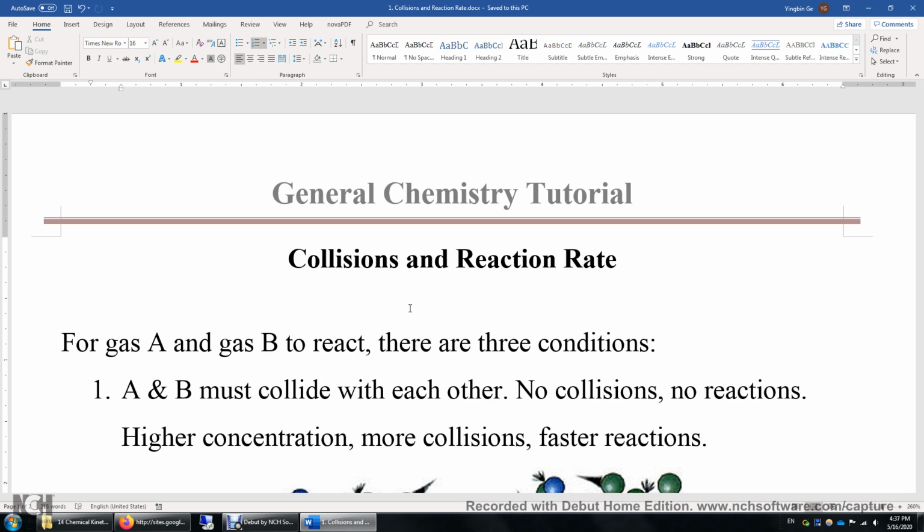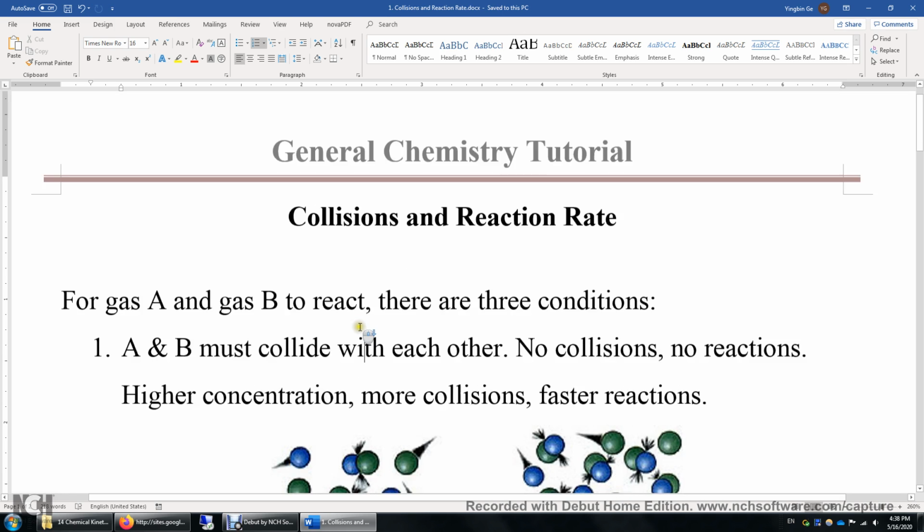First, collisional frequency. A and B must collide to react. If there's no collision, there's no reaction. If there are more collisions, there are more reactions. If we have higher collisional frequency, we'll have higher reaction rate.